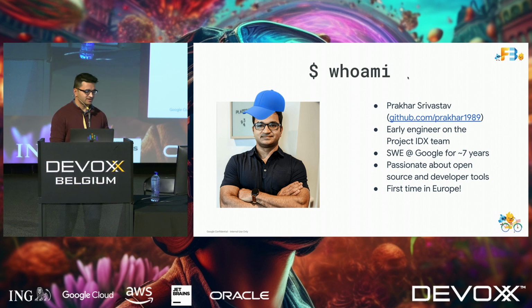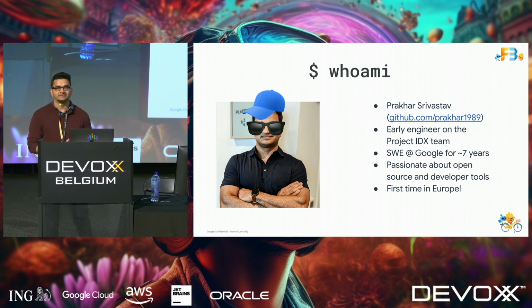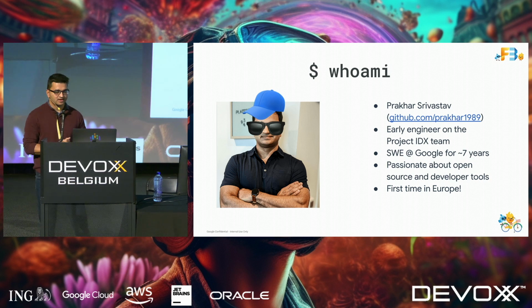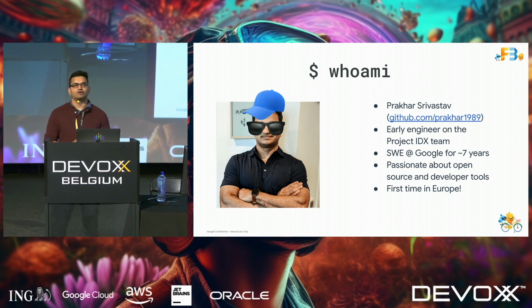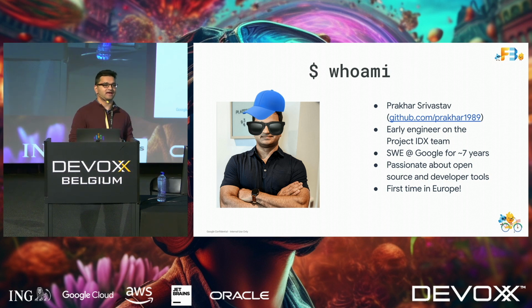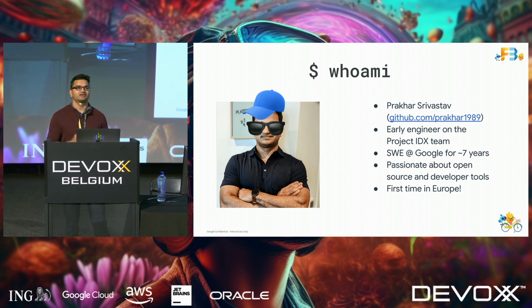Okay, so quick intro about me. My name is Prakhar, and here's my GitHub handle. I'm particularly proud of this animation, but I'm an early engineer on the Project IDX team at Google. I've been at Google for close to 7 years, where before Project IDX, I was a software engineer on the Firebase team. Since the very early days, I've always been very passionate about open source and building developer tools, and tools specifically that help developers like me make my job easy. And for what it's worth, this is my first time in Europe and I'm having a great time. So thank you, DevOps, for inviting me. It's been awesome.